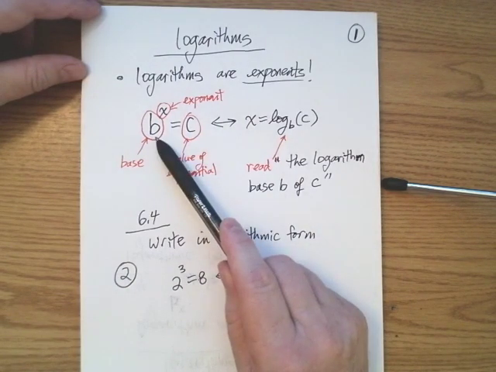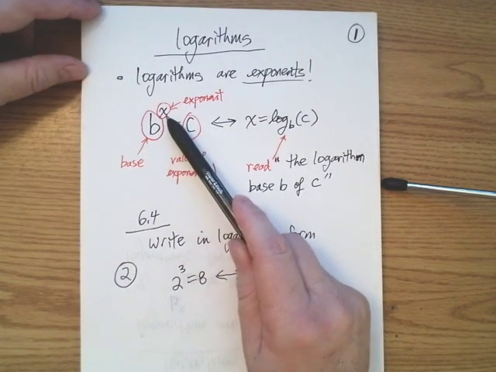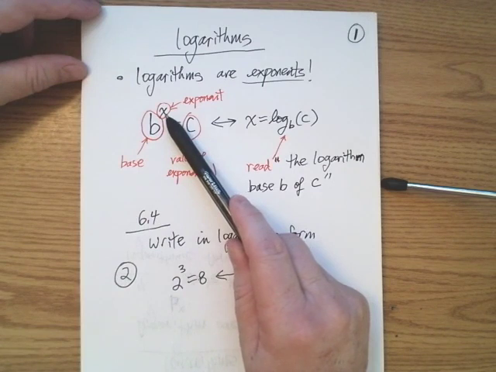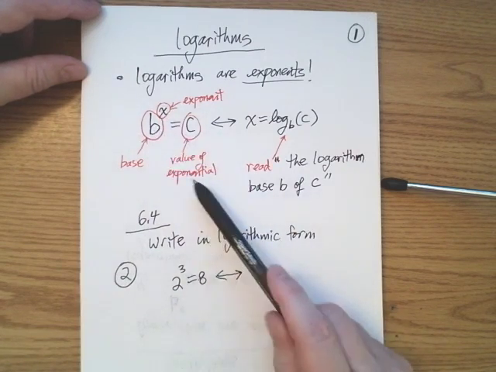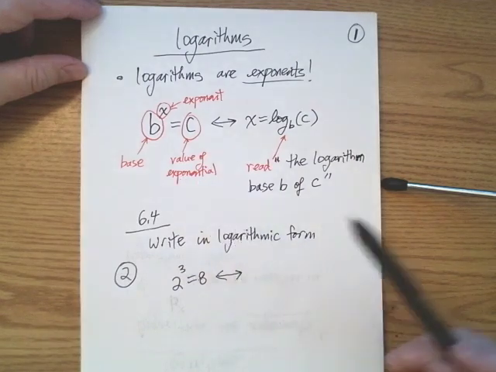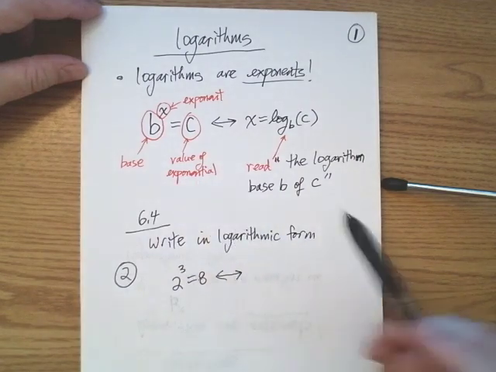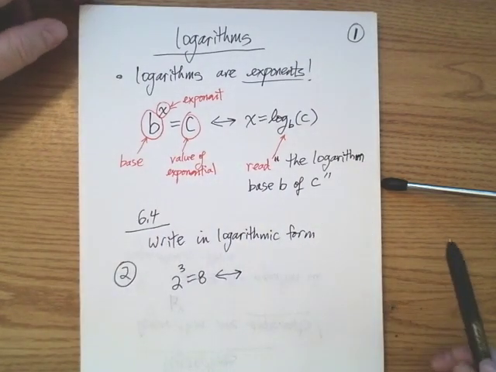This thing is called the base. This thing up here is called the exponent or power. And this thing on the other side that this is equal to, I will just call the value of the exponential.